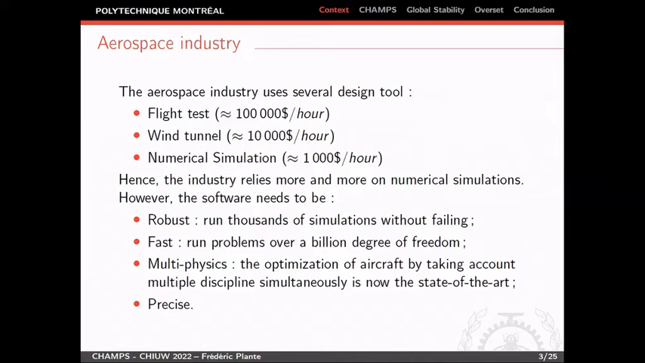Another challenge is the problem of using multiphysics. So we need to be able to take multiple physics into account, like aerodynamics with structure, to be able to improve aerospace systems. And the precision of the simulation is also a challenge.